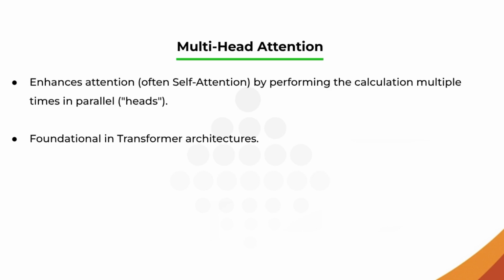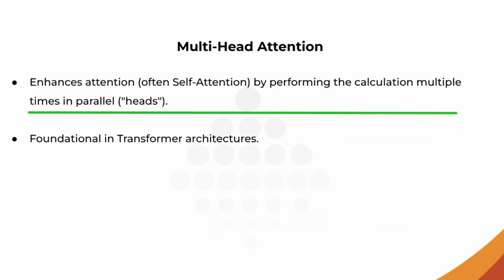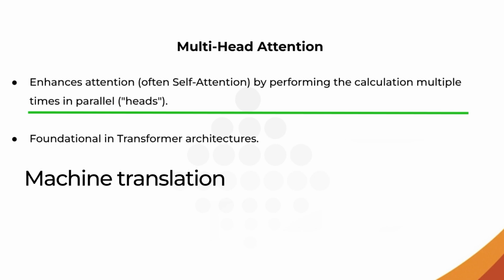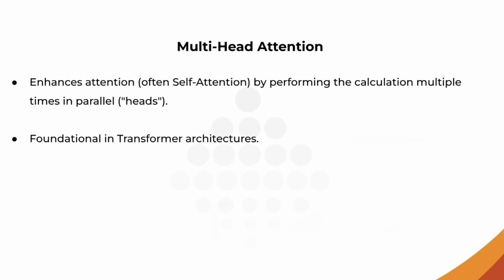Multi-head attention, which is foundational to the famous transformer architectures. Multi-head attention takes the power of self-attention or other attention types and amplifies it. It's like having multiple experts or heads looking at the input simultaneously, each from a slightly different perspective. Each head performs its own attention calculation in parallel, focusing on different patterns or relationships. Their findings are then combined, giving the model a much richer, more nuanced understanding of the input.